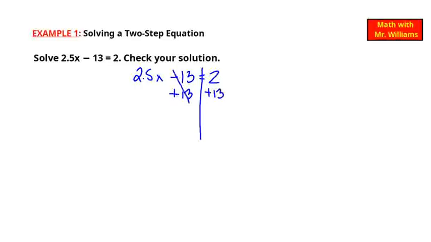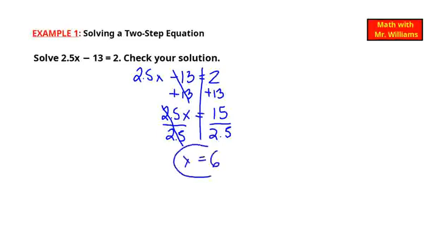This cancels out the 13 on the left, leaving us 2.5x. 2 plus 13 is 15. Now we're going to divide each side by 2.5, leaving our variable on the left. This will undo that multiplication by using division. And 15 divided by 2.5 equals 6. So our answer is x equals 6.